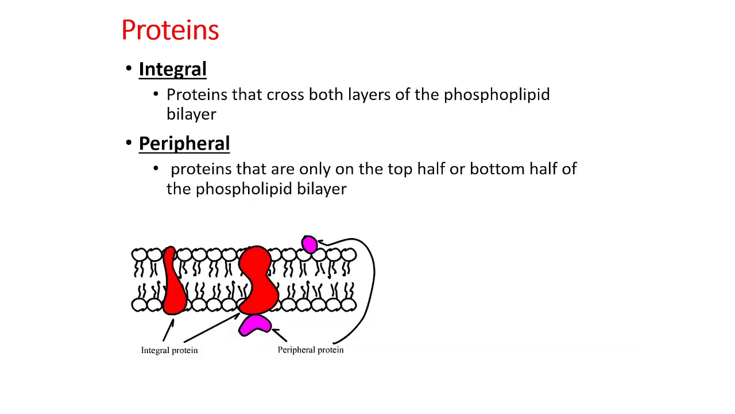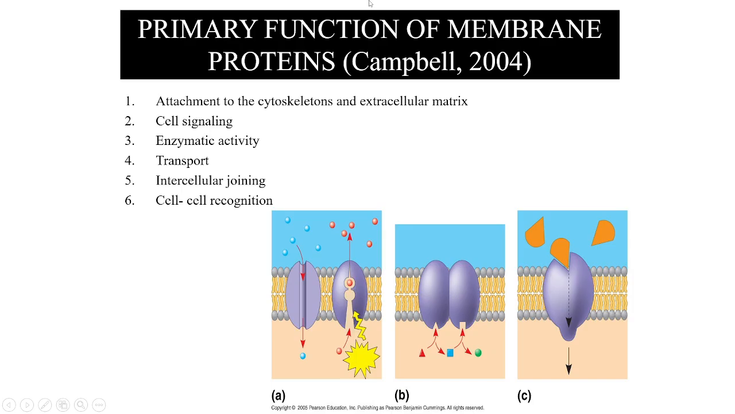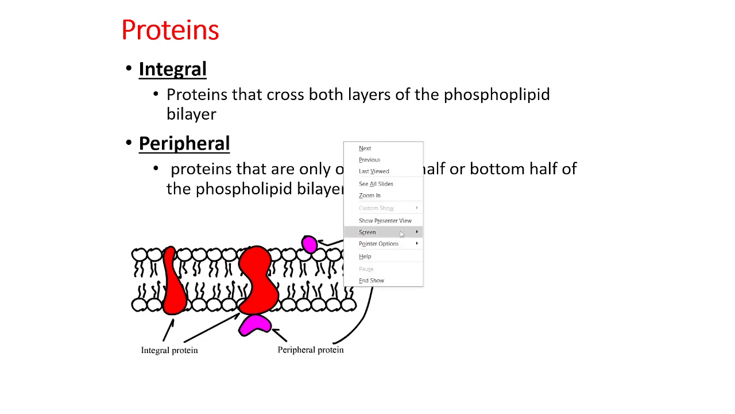Now, two important categories of proteins are basically your integral proteins that cross both the layers of the phospholipid bilayer, and the other one is your peripheral proteins that are only on the top half or the bottom half of the phospholipid bilayer. Okay, so basically these are your integral proteins, the red ones. The red ones are basically your integral proteins that pass through both the layers of the phospholipid bilayer, and the peripheral proteins that are only on one side of the phospholipid bilayer. So they are attached to the hydrophilic portion of the cellular membrane.